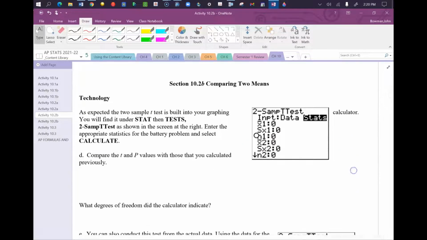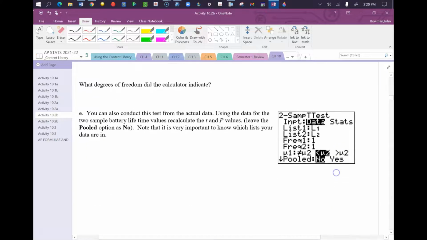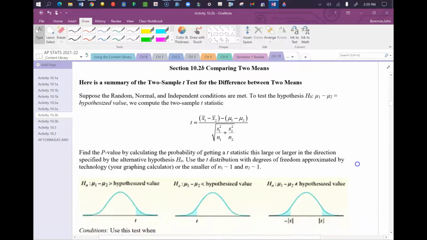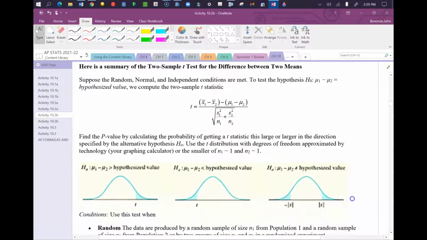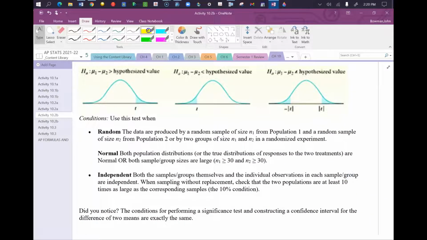So that is it for a hypothesis test for the difference of two means. If you would like a little bit more practice, there's a few examples coming up. I just want to review. What should you be checking?